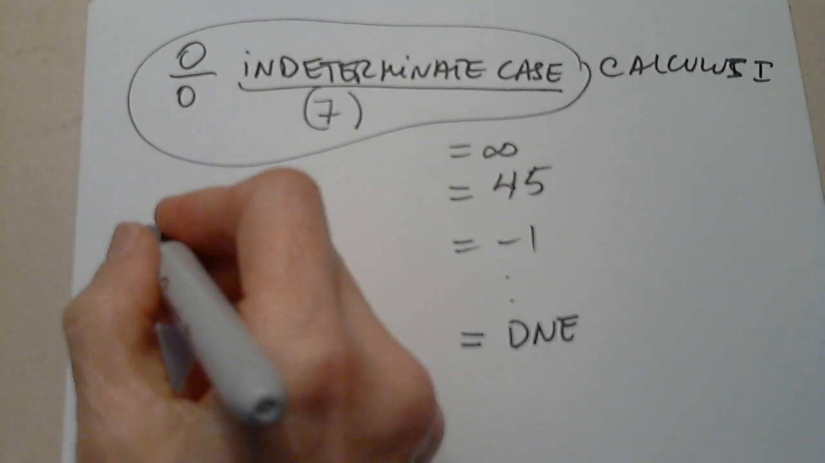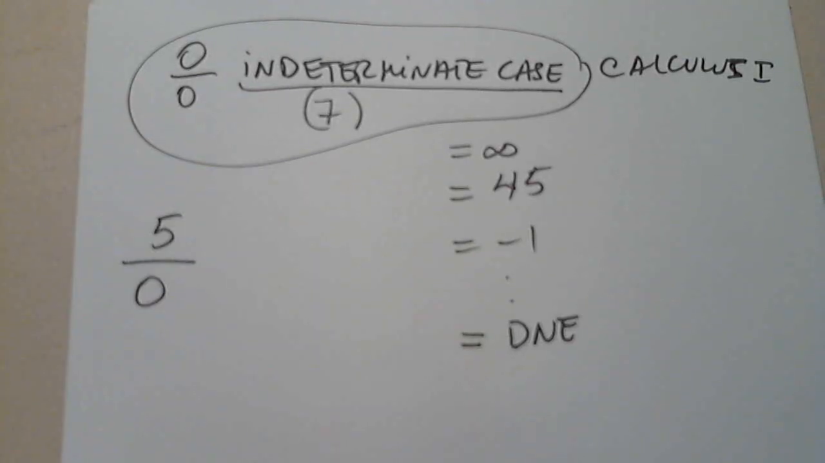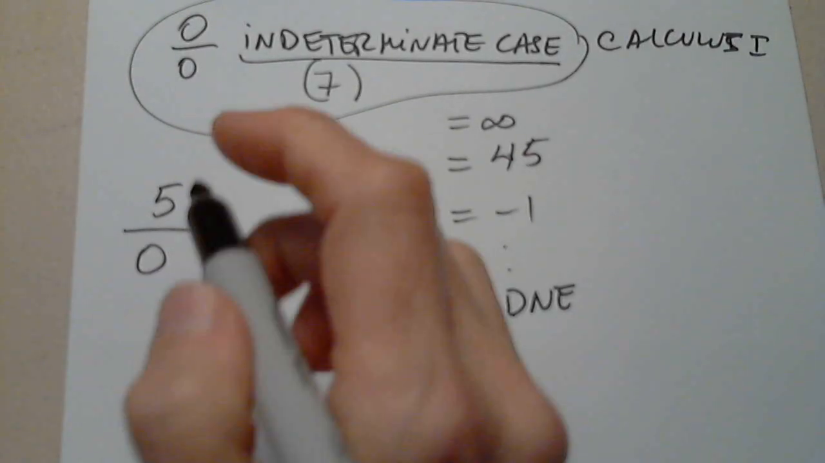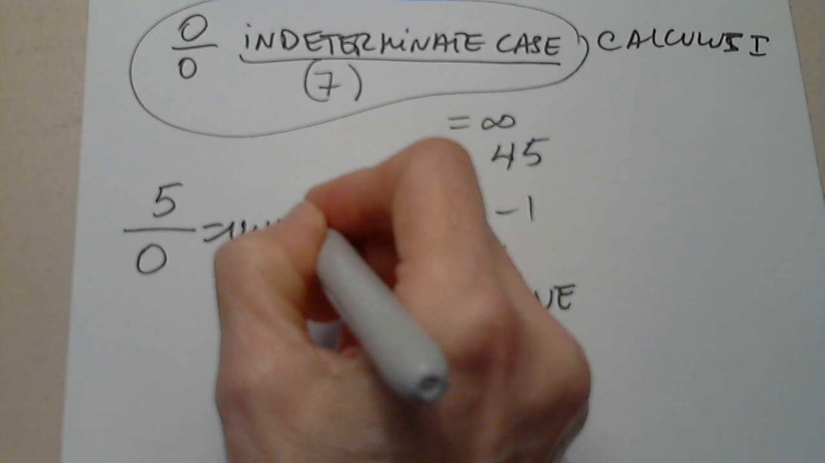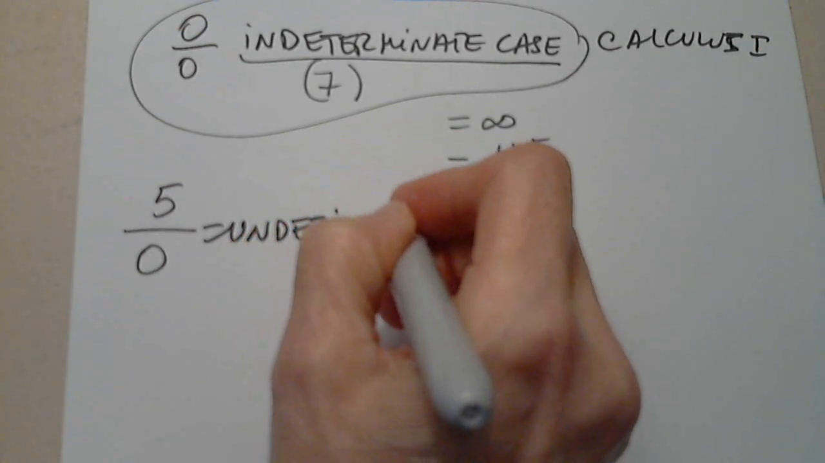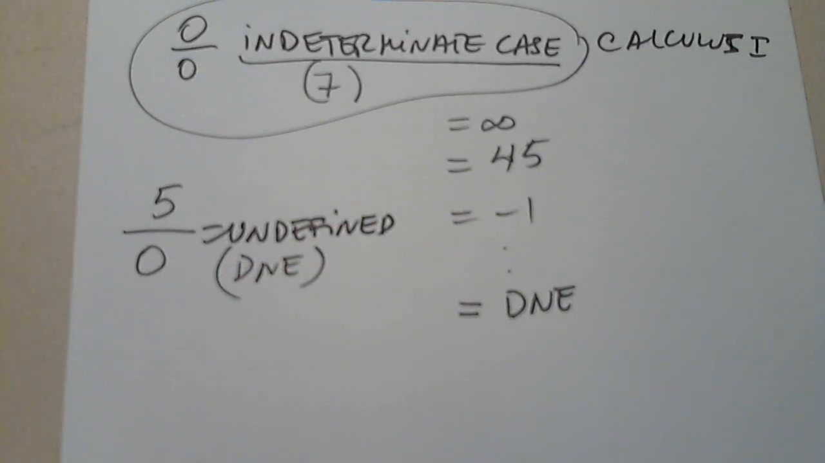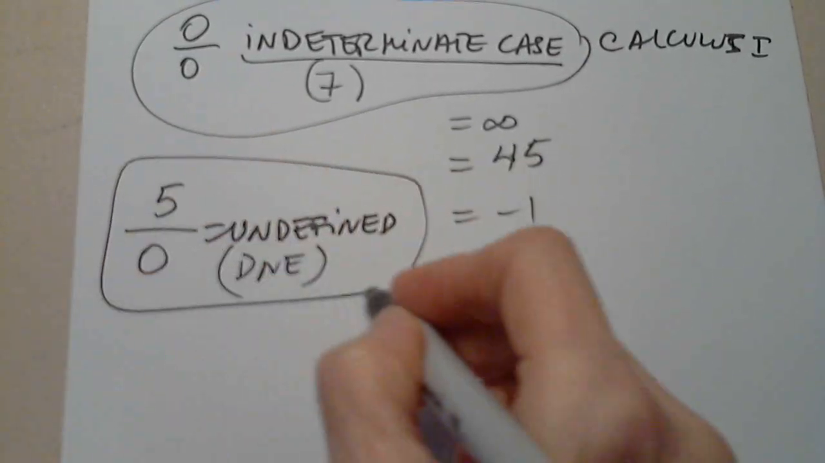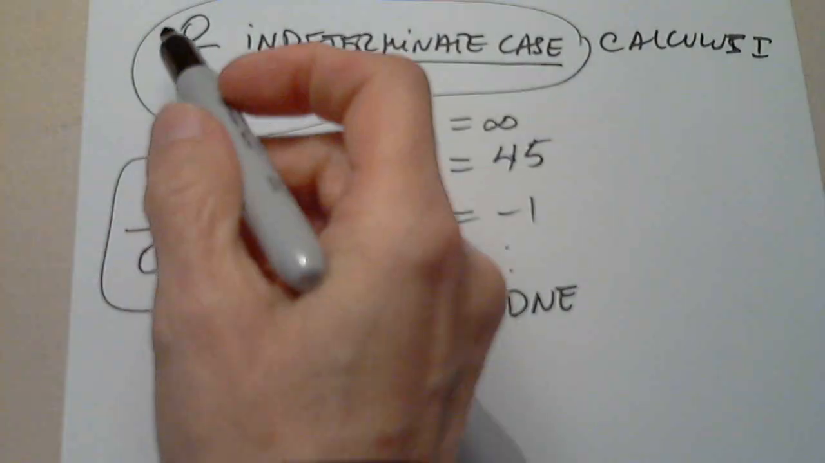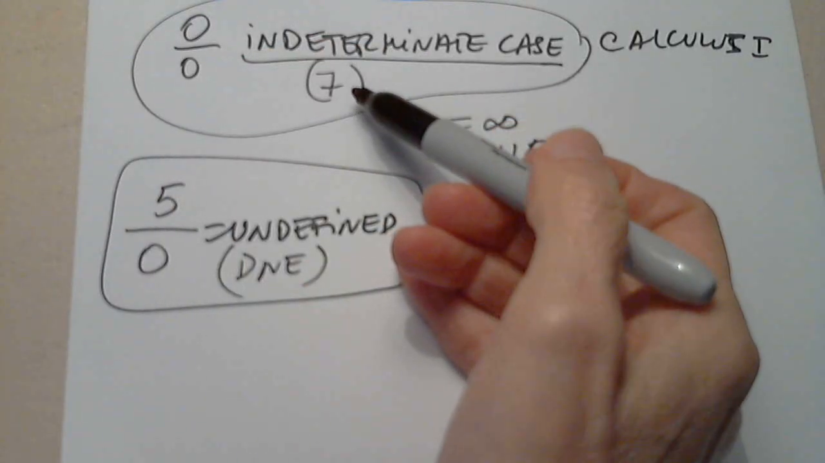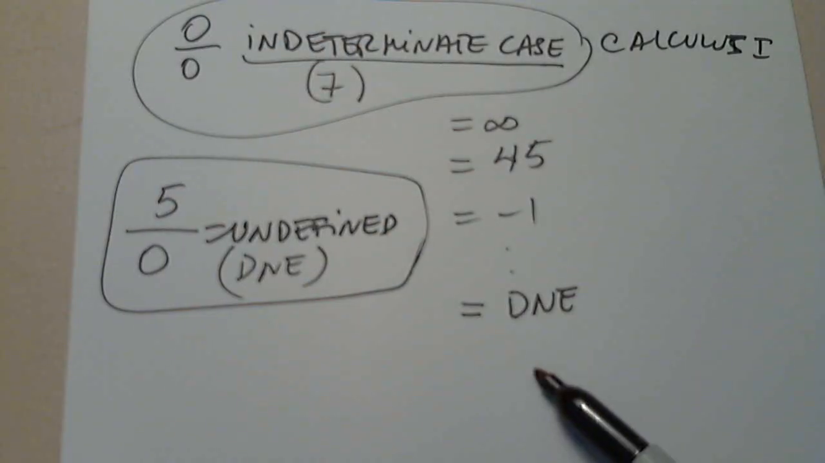But this is carved in stone. This is undefined forever. It does not exist. In other words, DNE. It does not exist. This is carved in stone. There is no discussion here. But in 0 over 0 and the other 6 indeterminate cases, anything can happen. Anything can happen. Very good question. Good. Anything else?